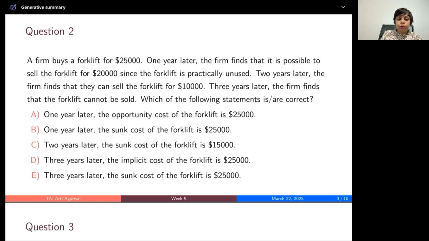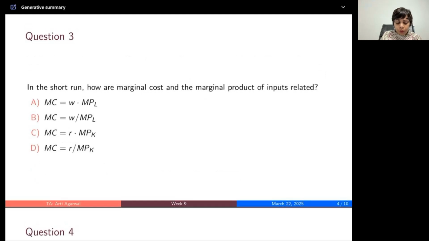Okay, let's move to the next question. Okay, the screen is not updating. Yeah. So in the short run, how are marginal cost and marginal product of inputs related? Madam, before we move on to this question, if we could go back to the previous question once, yeah.